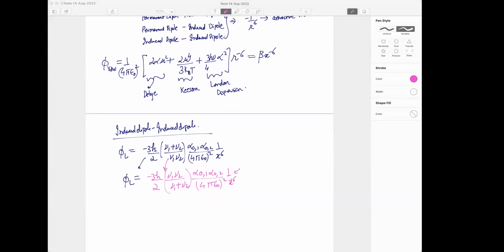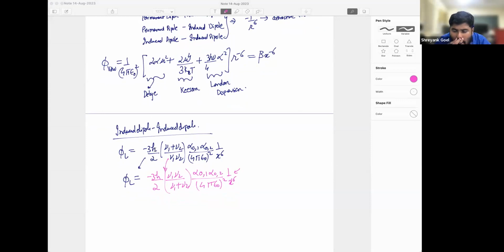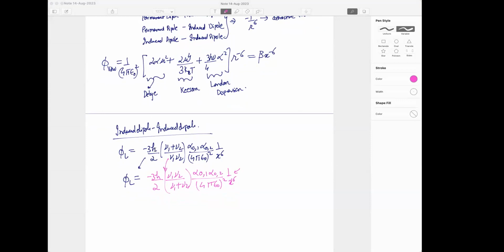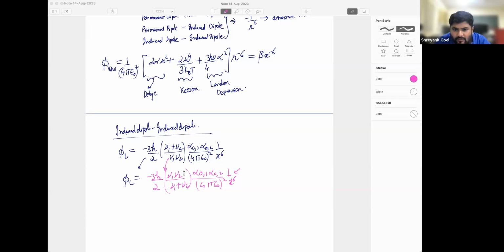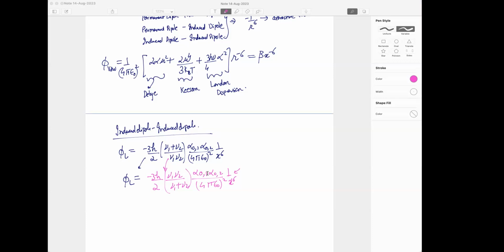And if nu 1 and nu 2 are the same, then it will come out to be minus 3 by 4 h nu, with nu in the numerator, and alpha square by 4 pi epsilon square, 1 by x to the power 6. Okay. Got it.